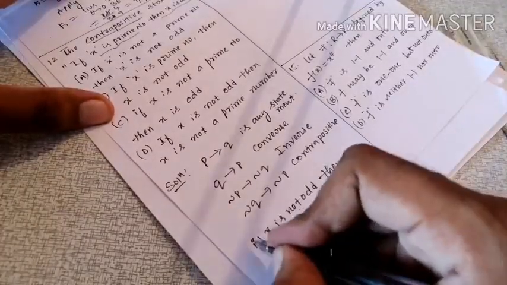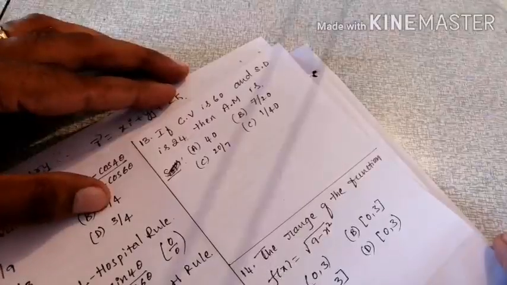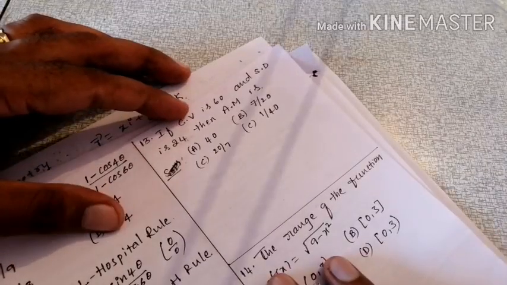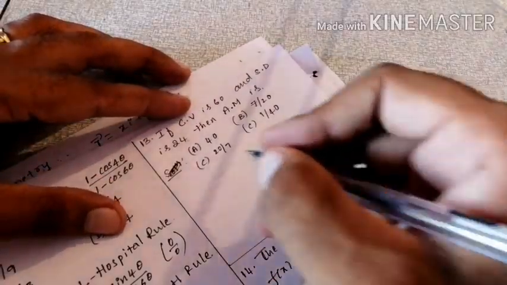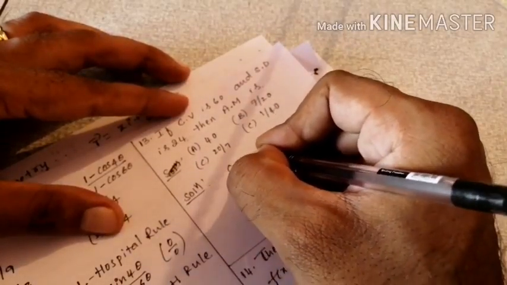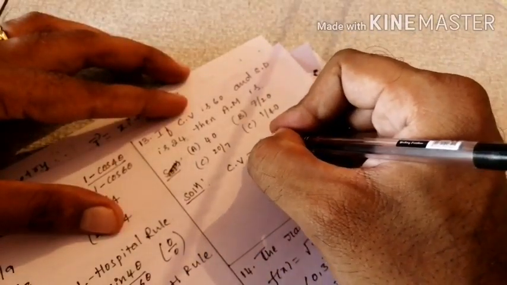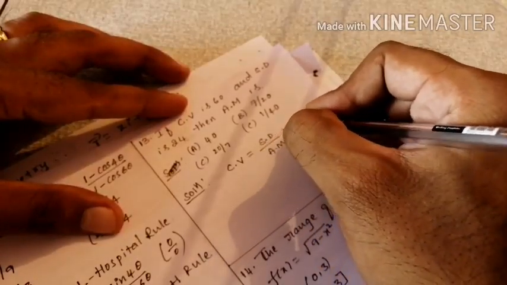So this everybody knows, so no doubt about this. Okay, let us move on to the next problem, which is again easy from first year. Coefficient of variation they are asking. We know the formula. Coefficient of variation is equal to standard deviation divided by arithmetic mean into 100.